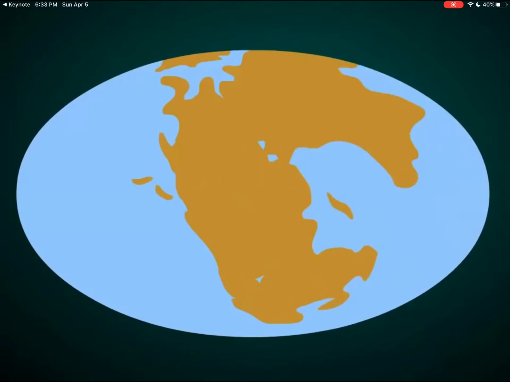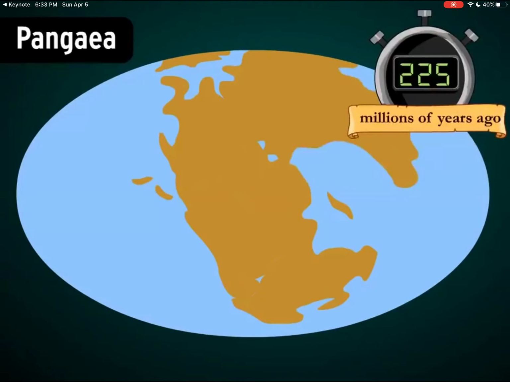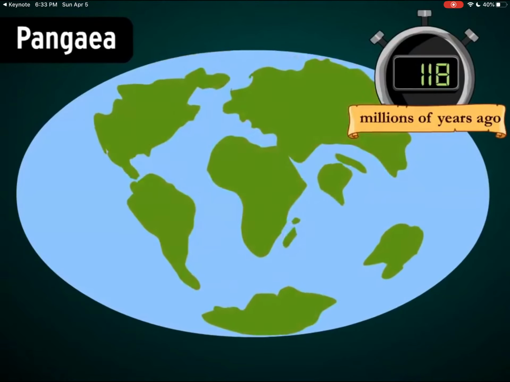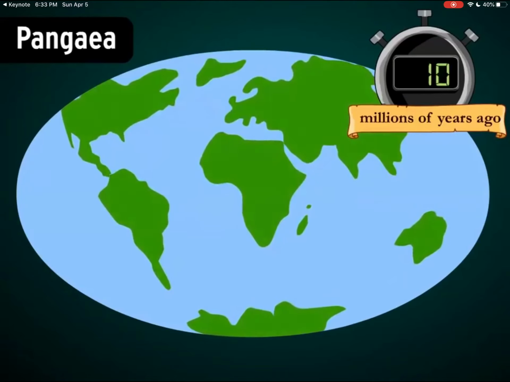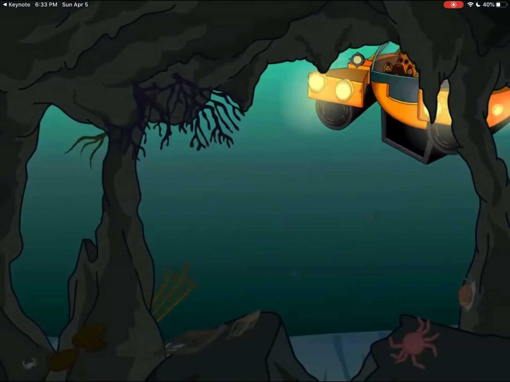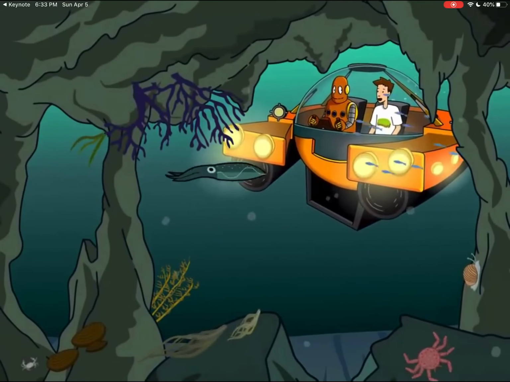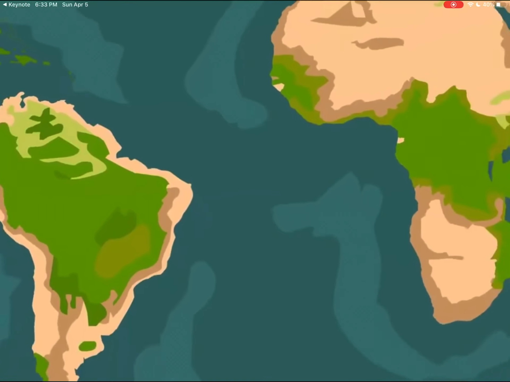Early map makers suspected that they were once all connected. In the early 20th century, a scientist named Alfred Wegener called this supercontinent Pangaea. He thought different chunks of it broke off and slowly moved apart. Over millions of years, they formed the continents we know today. Wegener couldn't explain why Pangaea split up or how.